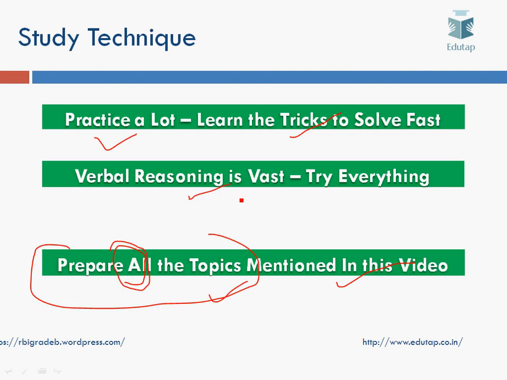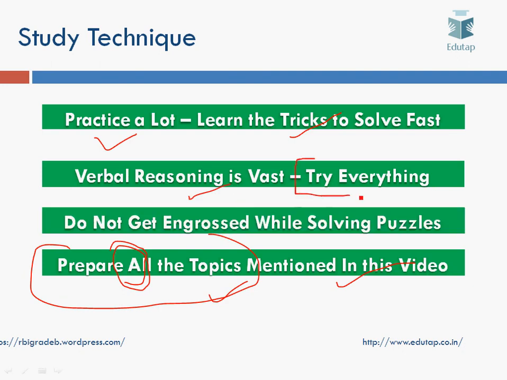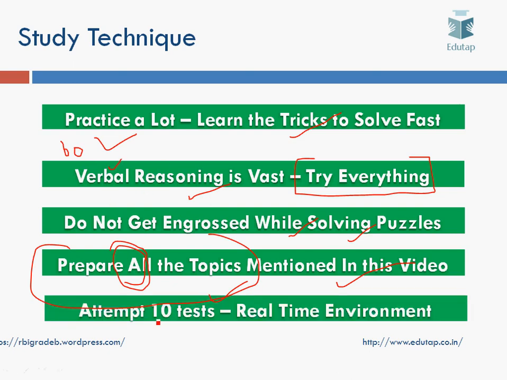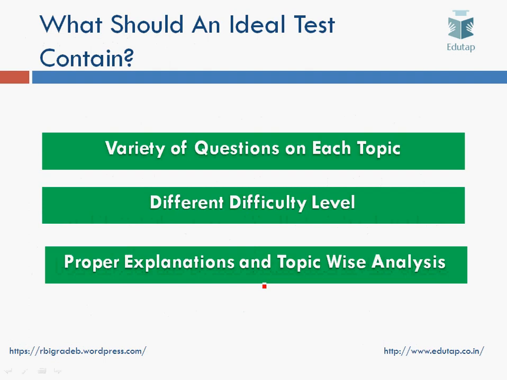So verbal reasoning is vast. You have to solve as many examples as possible. You have to do different variations. You don't have to waste time in the actual examination. If you are not able to solve a particular question, leave that question, move ahead. There are 60 questions. You have to pick and choose, identify your strong areas, focus on those kind of questions, and then while practicing you have to improve your weak areas as well. So you have to attempt 10 tests, identify your strong areas, identify your weak areas, work on your weak areas, and don't leave any topic. You have to prepare all the topics.